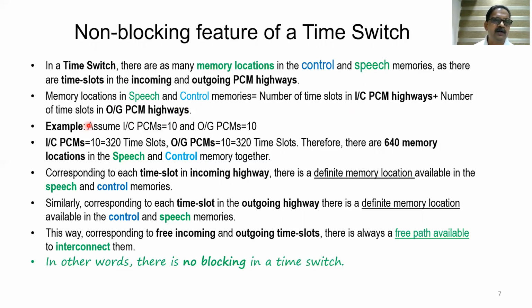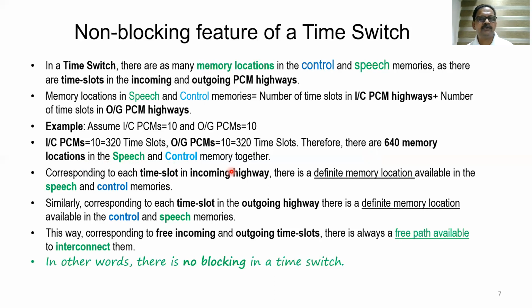So here one example they have given. Assume incoming PCMs are 10 and outgoing PCMs are also 10. Since incoming PCMs are 10, we have 320 time slots in the incoming PCMs. Similarly, outgoing PCMs are also 10. Therefore, the number of time slots in all the 10 outgoing PCMs is also 320. Therefore, there are 640 memory locations in the speech and control memory together.